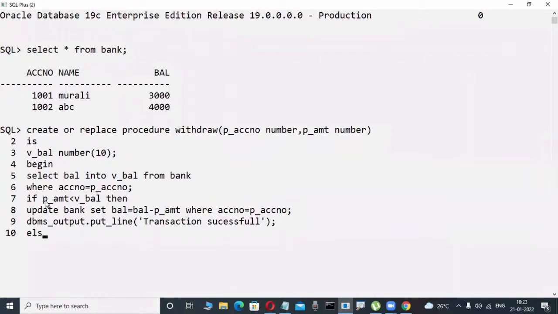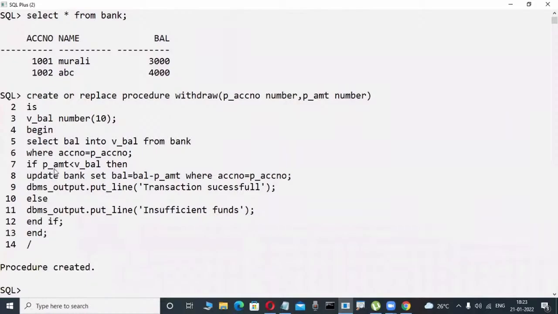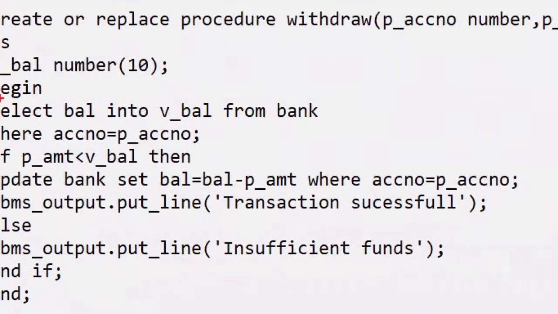Else, simple coding, some coding is there. And now check it out here: insufficient funds, else insufficient funds. Okay, some code is there. This is not difficult coding, take it easy. Something like this is how they write a procedure, for example. This is called, observe it here, some coding I'm writing. This is very easy coding.